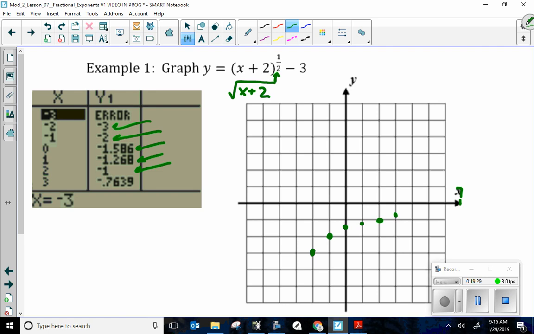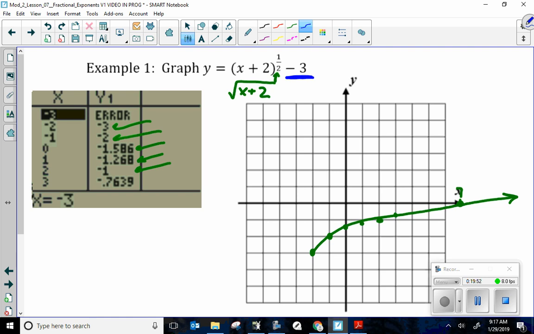And at 7, remember we saw 7 was 0. 7 is right about here. 1, 2, 3, 4, 5, 6, 7. That's right at 0. And it's going to do this and just keep on going that way, slowly rising up. That's what it looks like. Any sort of square root is going to look like this. Remember, the minus 3 in the back means it just dropped 3.